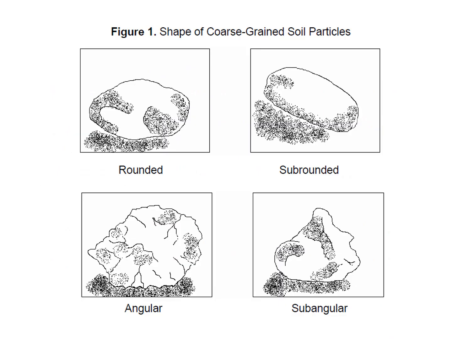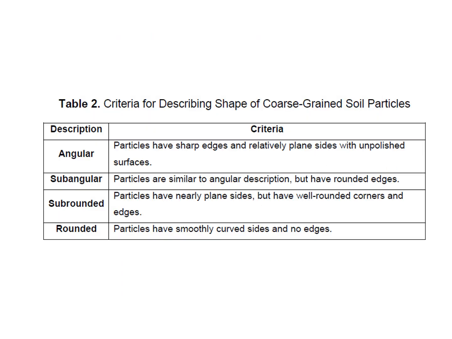This is Figure 1, where you can see the shape of coarse-grained soil particles: rounded, subrounded, angular, and subangular. And this is Table 2, criteria for describing the shape of coarse-grained soil particles: angular, subangular, subrounded, rounded. So you would find the criteria.